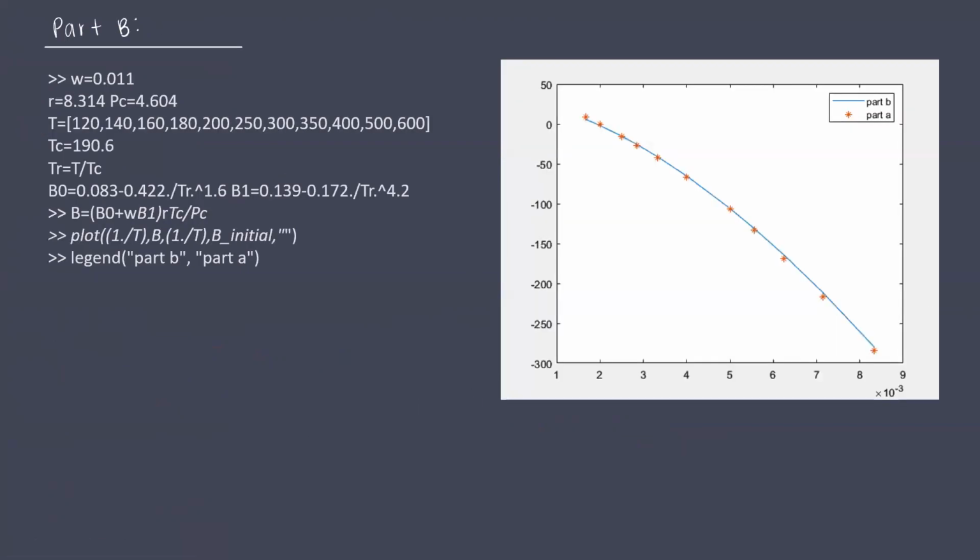In part B, we're asked to plot the data from what we just got versus what we got in part A. The dotted points show what we got from part A, and the solid line is what we got for part B. And oddly enough, they match.